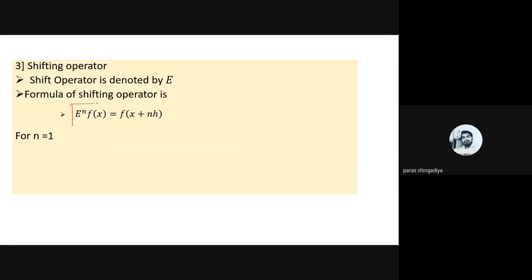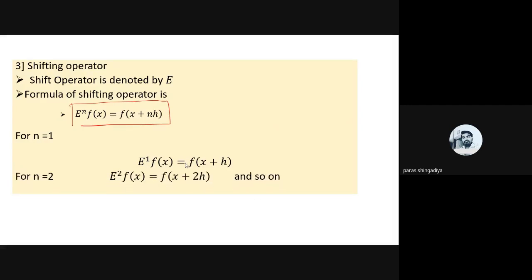And after that, the third one was the shifting operator, denoted by E, and it is defined as E raised to n fx. You have to shift as per the power. If the power of E is 1, then you have to shift one step to the forward side. If it is positive, we shift to the forward side, and if it is negative, we shift to the backward side. For example, if we have E raised to minus 2 fx, then it will be f of x minus 2h. You have to shift to the backward side on this line.